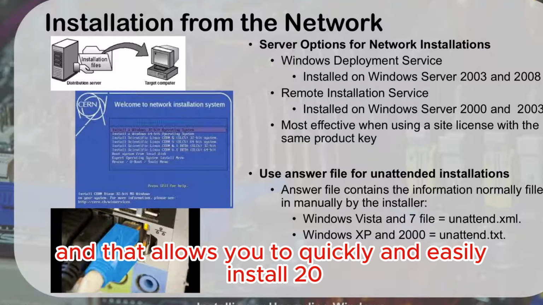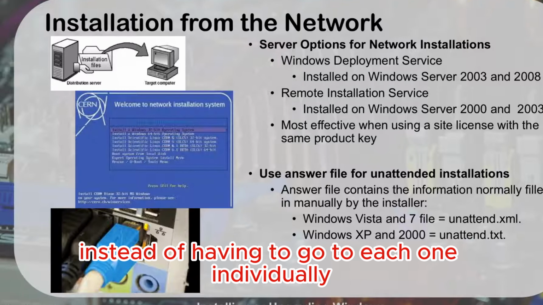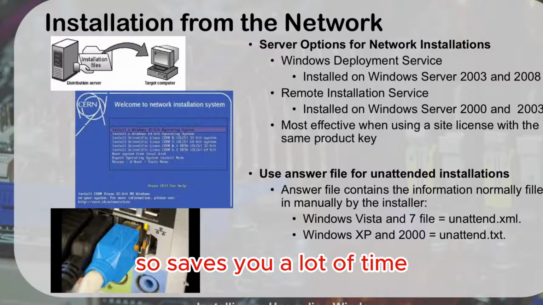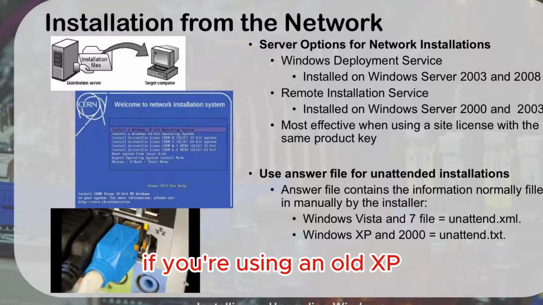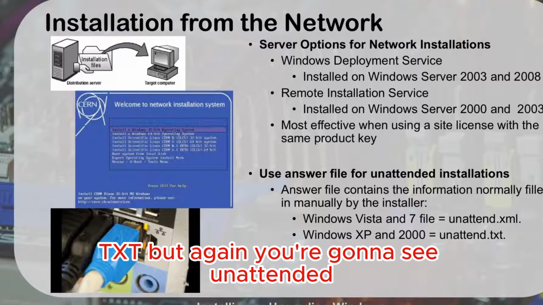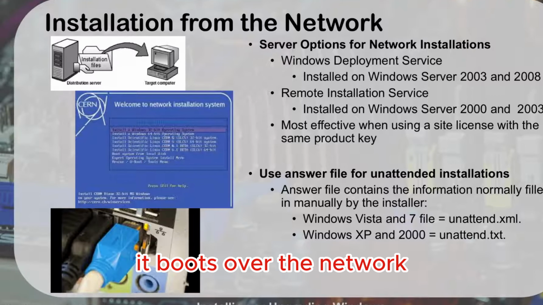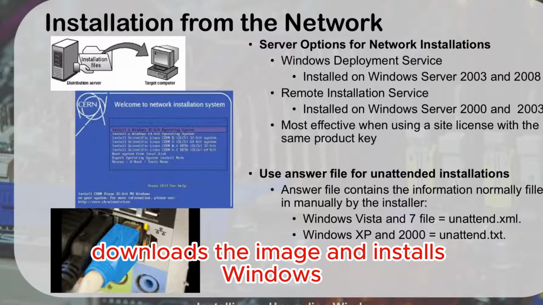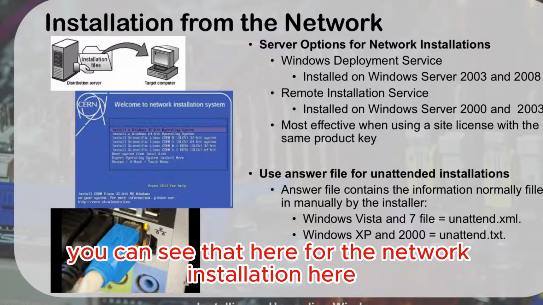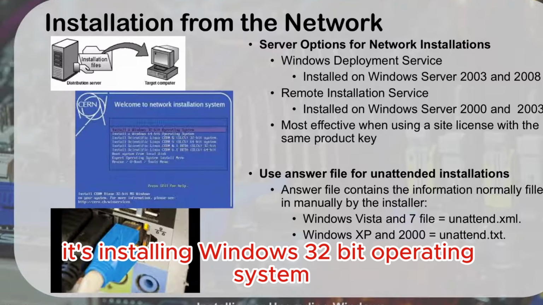And that allows you to quickly and easily install 20 or 30 or 40 machines instead of having to go to each one individually. Right? So it saves you a lot of time. If they're using an old XP, actually it was called unattend.txt, but again, you're going to see unattend.xml in all the newer systems. But again, it boots over the network, downloads the image, and installs Windows. And you can see that here for the network installation. Here it's installing Windows 32-bit operating system, for example.